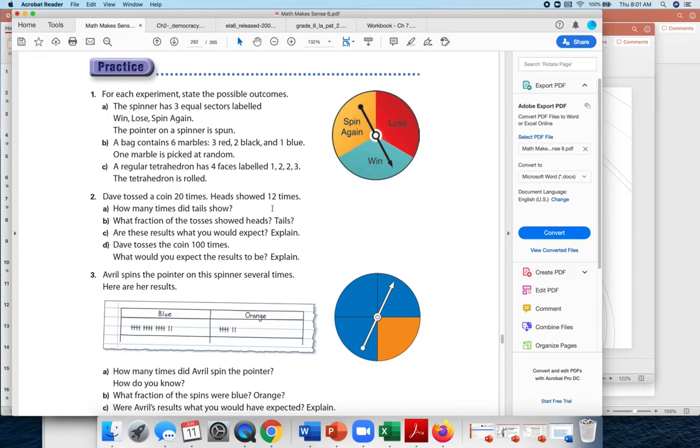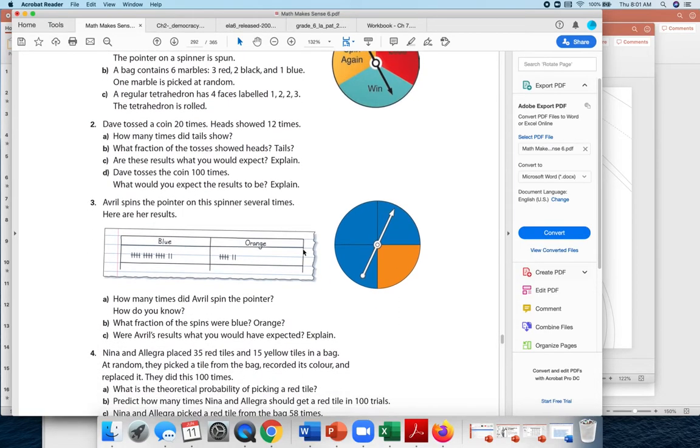Dave tosses a coin 20 times. Heads is shown 12 times. How many times did tails show? That's pretty simple. What fraction, you can figure that out, are the results what you would expect? This is where we're thinking of this comparison. C is a really important one. Is this what we would expect? Yes or no? And then if he tosses it 100 times, what would you then expect? This is related to the question with the spinner that we just talked about.